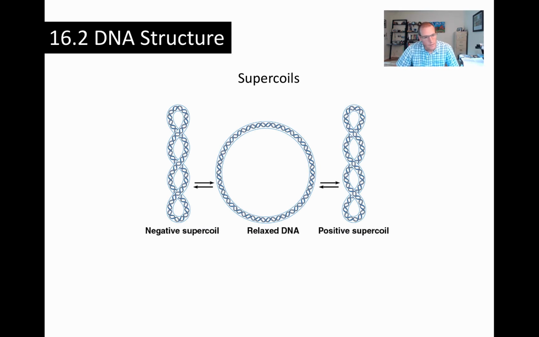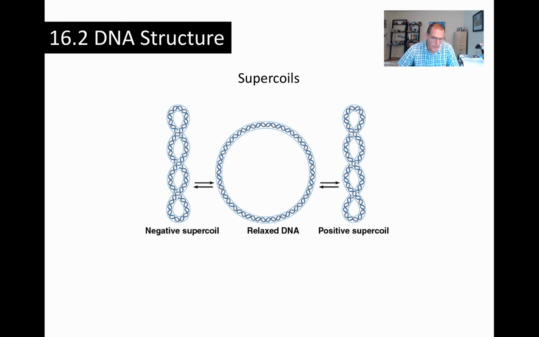DNA in cells is associated with proteins and arranged into chromatin and all that kind of stuff, and we'll talk about that later. But DNA can also have a structure due to coiling. So the DNA double helix can twist upon itself to form what is called supercoiled DNA. DNA that is twisted even further in the same direction is called a positive supercoil, and if you twist DNA in the opposite direction that's already coiled, it's called a negative supercoil.